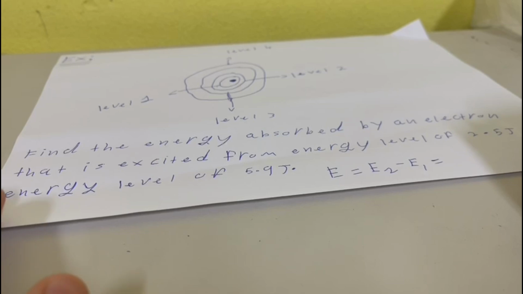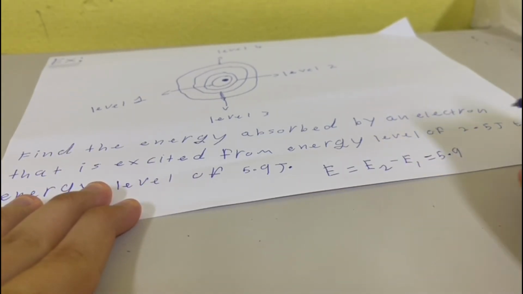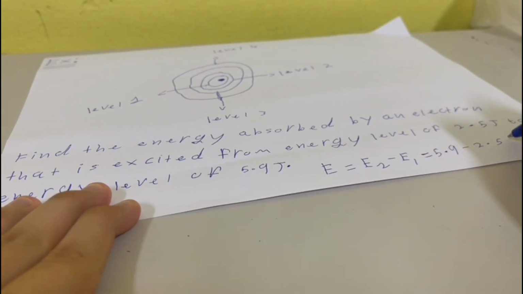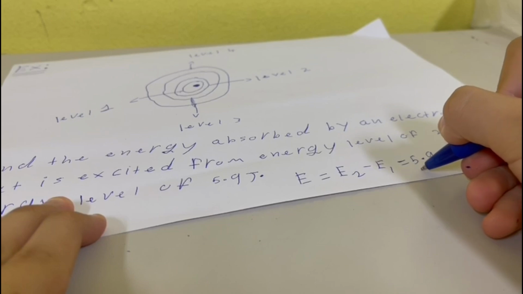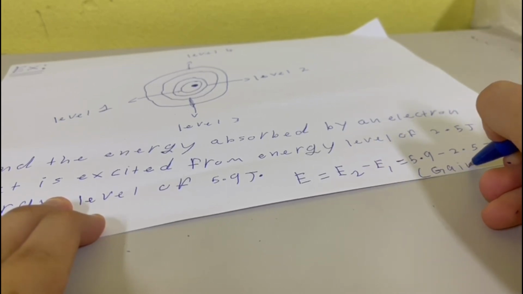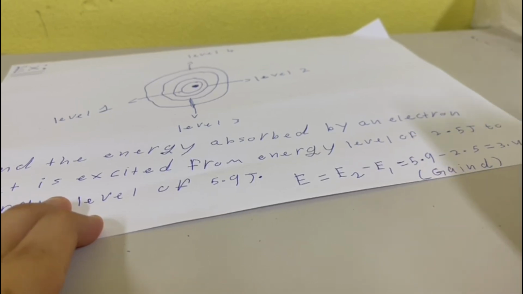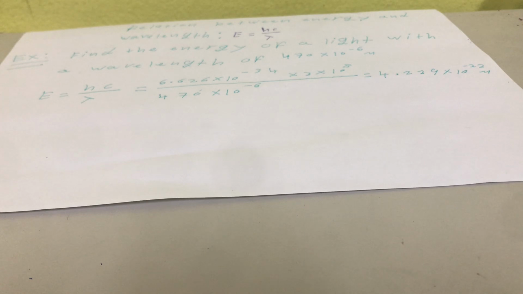Final energy here is 5.9 joules minus 2.5. 2.5 is the starting joules, so which is 3.4 joules. We open parentheses and say gained, because the energy here is positive, which is 3.4 joules positive. If it's negative, we say lost joules, because here we are asking about energy.